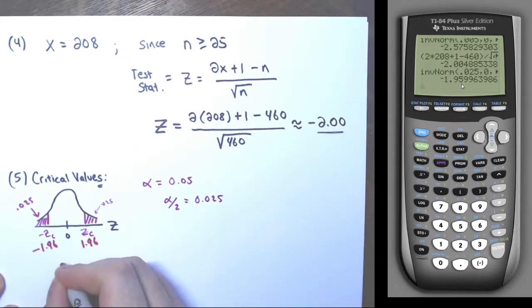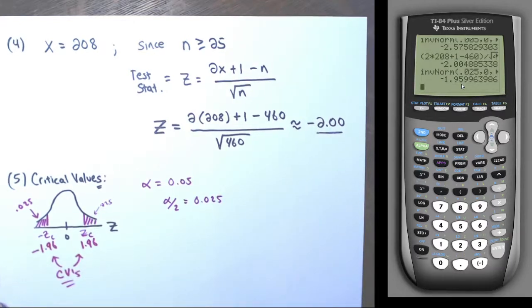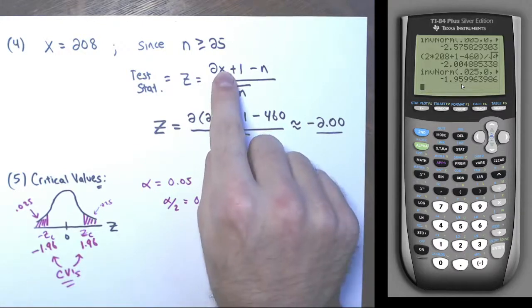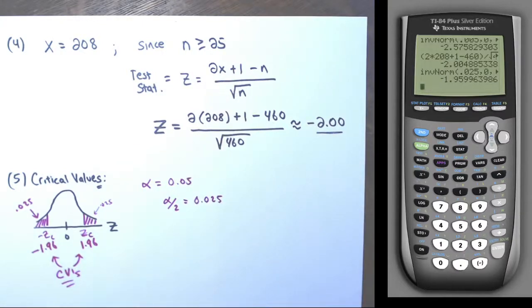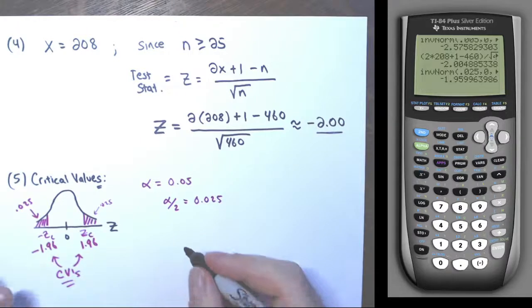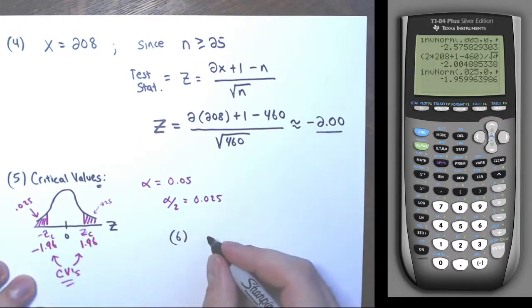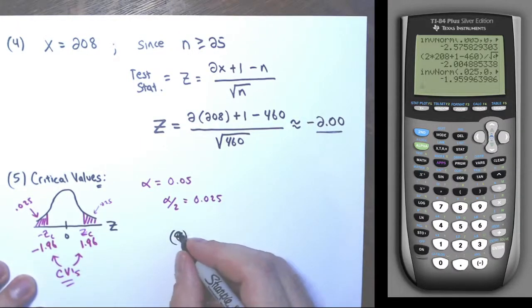So these are the critical values. Let's say CVs for critical values, okay? But don't forget, we're doing this sign test. X was the number of the less frequent sign. So we're always doing the comparison to the left critical value, right? So then for 6, compare them. Oh, 6 is a conclusion, sorry.